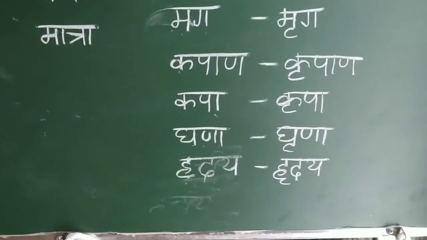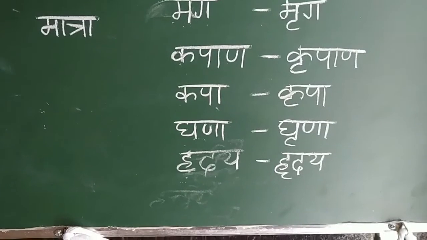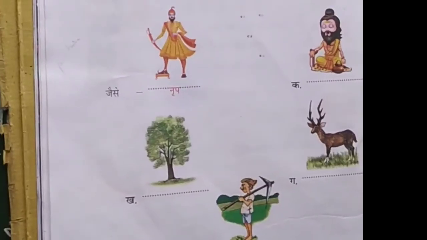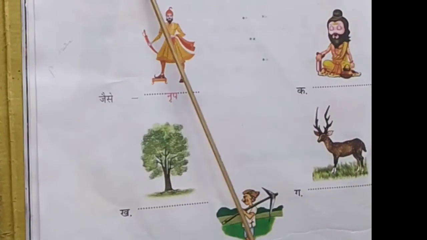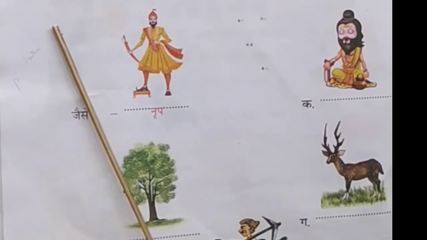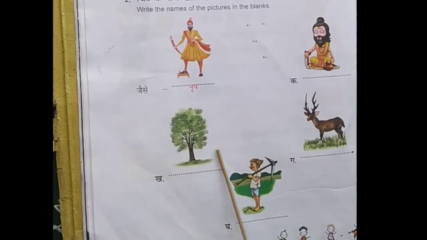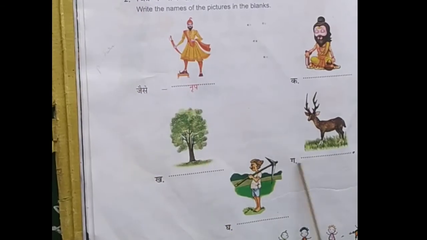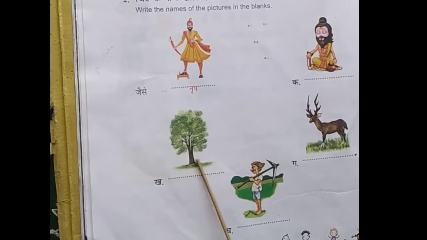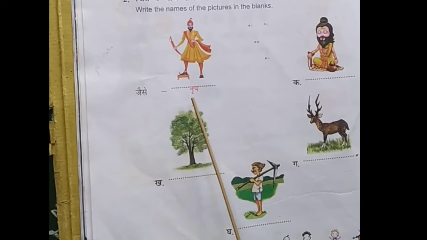So this is the model question from this part. So you study these words. Now look here. Next is exercise 2. How to study the name of the pitches. Write and study the spelling of each name.